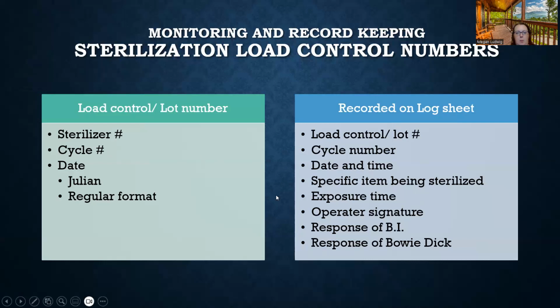Exposure time, your operator signature. You always have to put your name with it, because if something comes back that only loads with this person's initials are failing, maybe it's an operator error, okay? Maybe they need to have a little bit more training. The response of the biological indicator has to be recorded after it's met its exposure time, and the response of the Bowie-Dick test, which remember is that daily air removal test, the DART test.